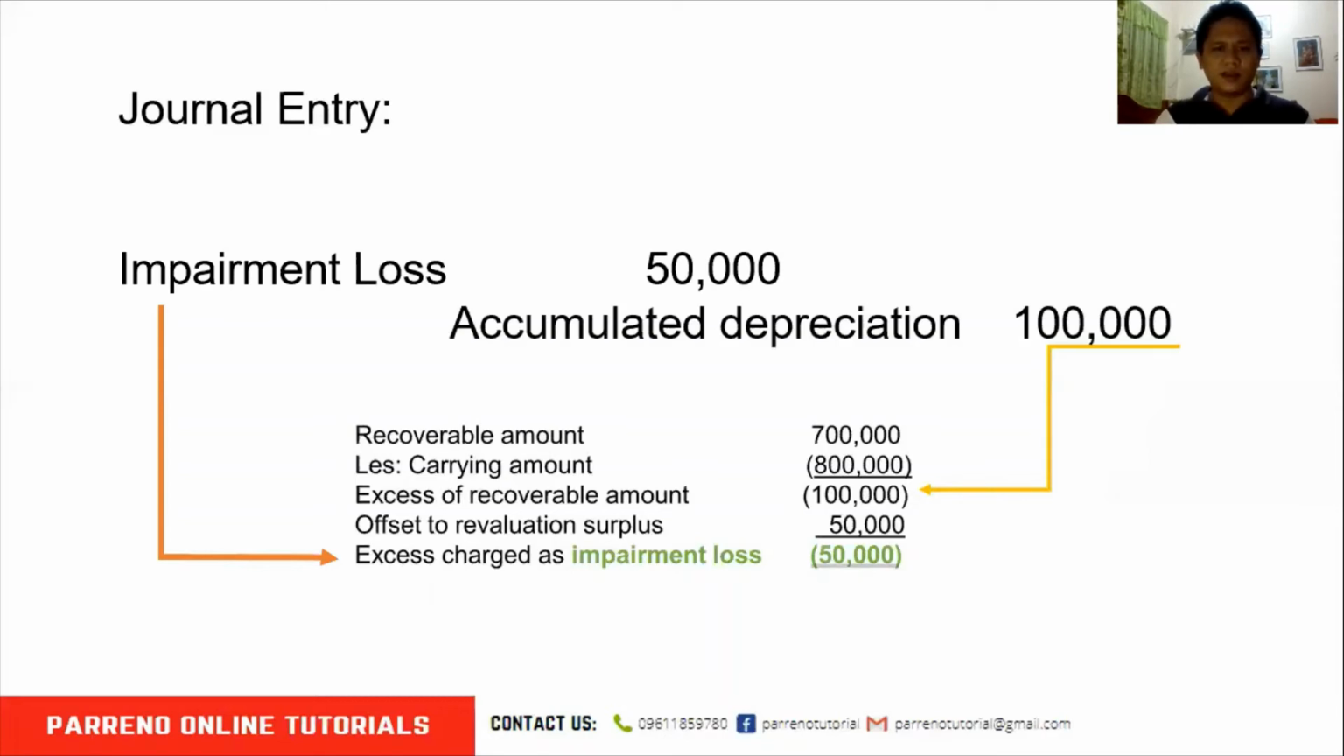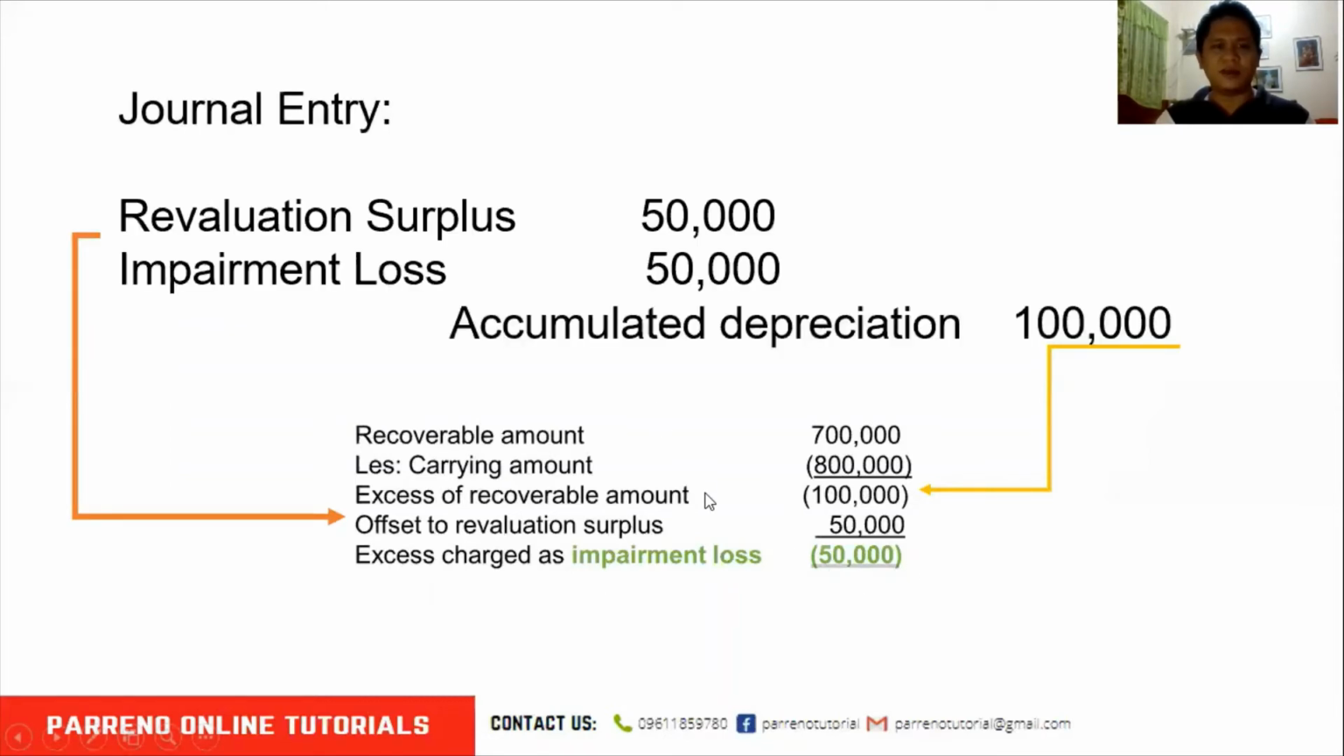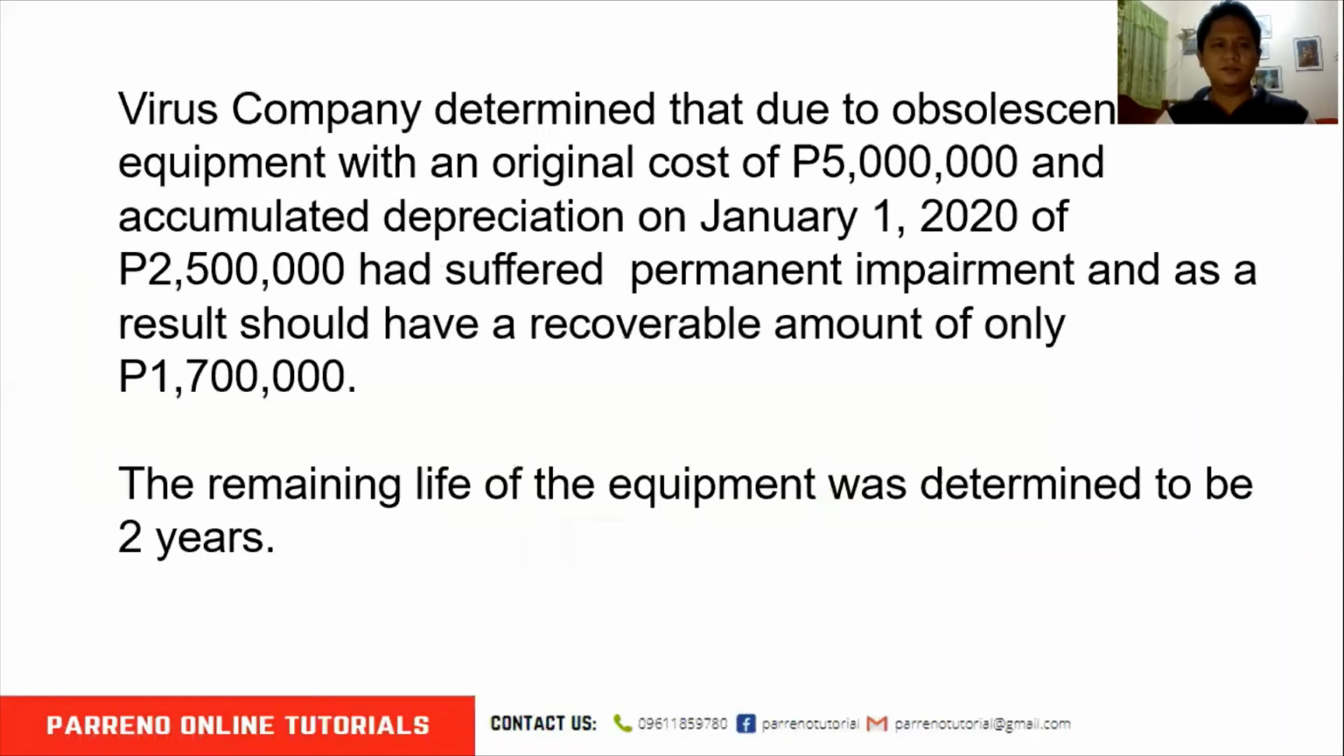We have to recognize the impairment, the net impairment loss, and we have to take out the revaluation surplus. So the final journal entry is debit to revaluation surplus, impairment loss 50, and accumulated depreciation 100,000. Next problem.